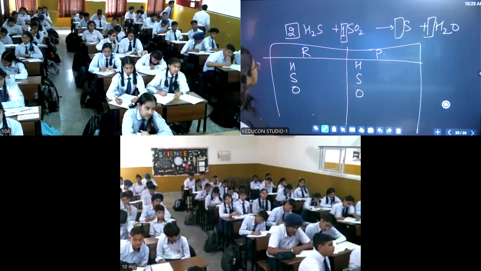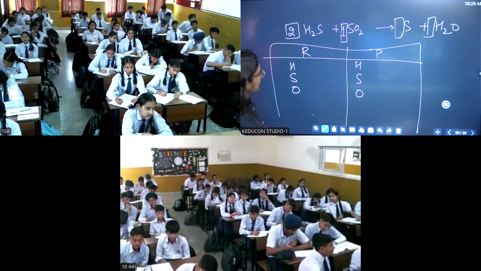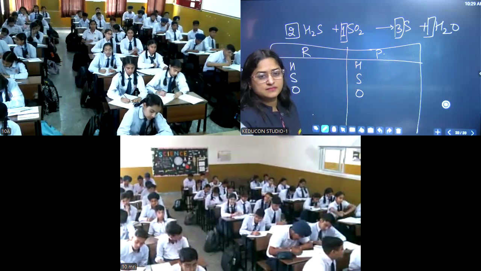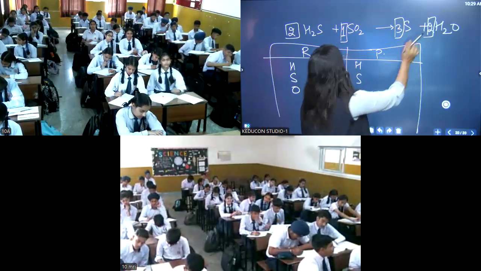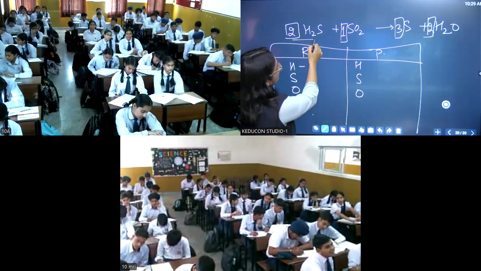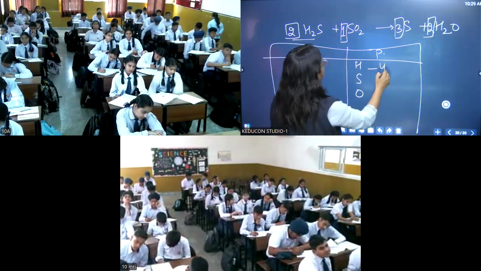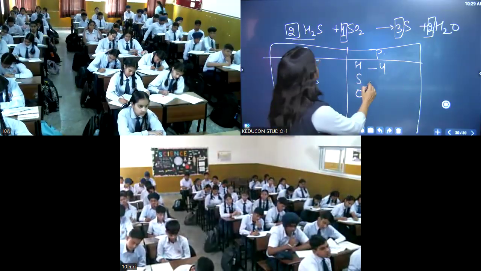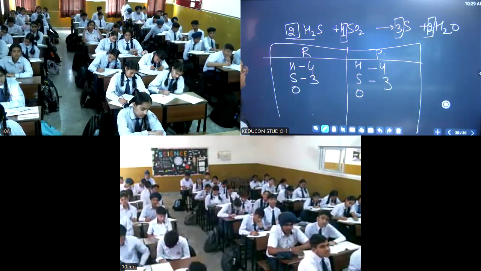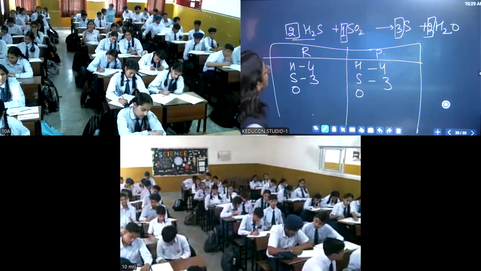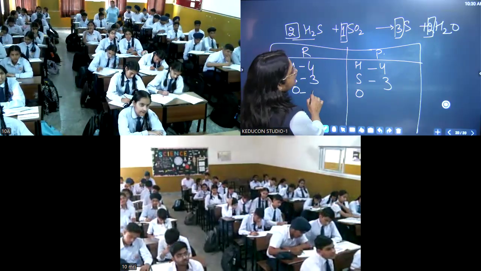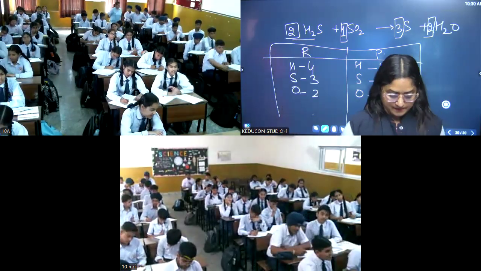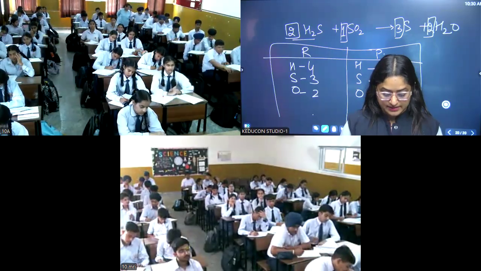3 sulfur and how many water molecules? 2. Okay, let me check. You say that you have 4 hydrogen atoms here and 4 hydrogen atoms there. Sulfur, you have 3 sulfur atoms here and 3 sulfur atoms this side. And you have 2 oxygen atoms here and 2 oxygen atoms here. Is this balanced? Yes. Then complete your assignment for the next class.